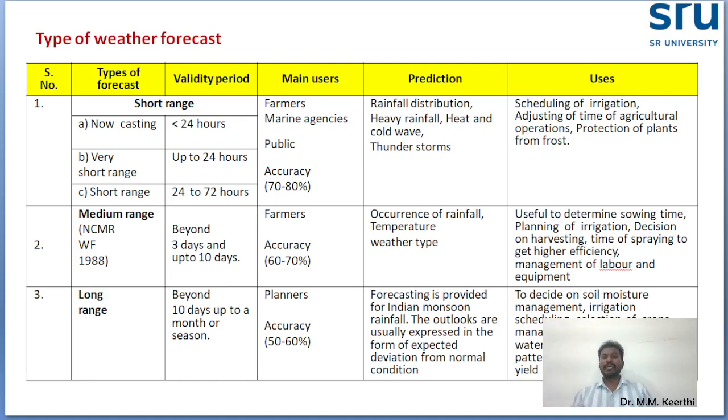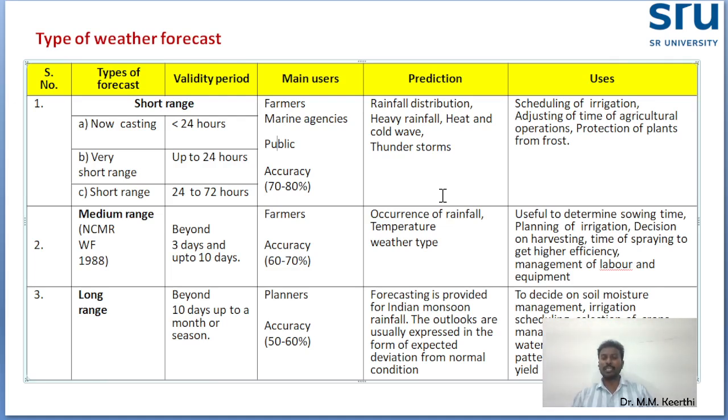Okay, now what are the types? The second foremost important thing is the types of weather forecasting. What are the different types? There are three types of weather forecasting. One is short range weather forecasting, the second is medium range weather forecasting, and the third is long range weather forecasting.